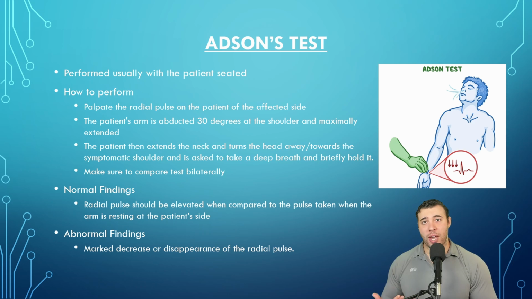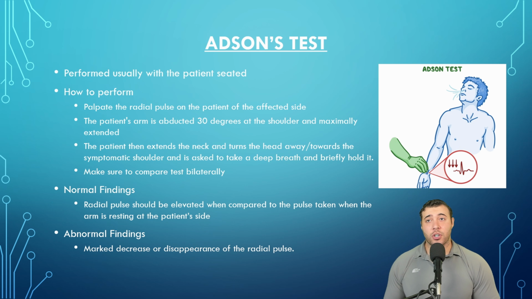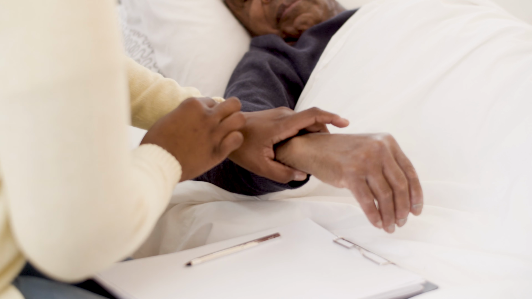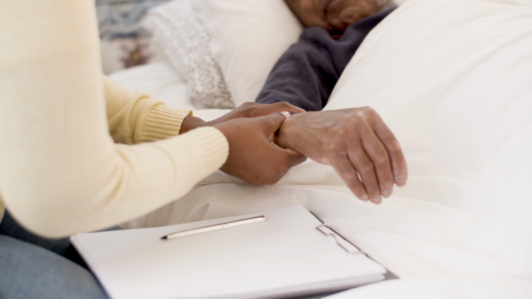Now, you can either look away or towards the affected side. It just depends on the literature as well as the training of that practitioner. Some literature shows towards, some literature shows away. And you've got to make sure that you compare this test bilaterally to get a baseline of the affected side versus the normal side. So normal findings are going to be that the radial pulse should be elevated when compared to the pulse taken of the arm when it's resting at the patient's side. Abnormal findings are going to show a marked decrease or disappearance of the radial pulse.